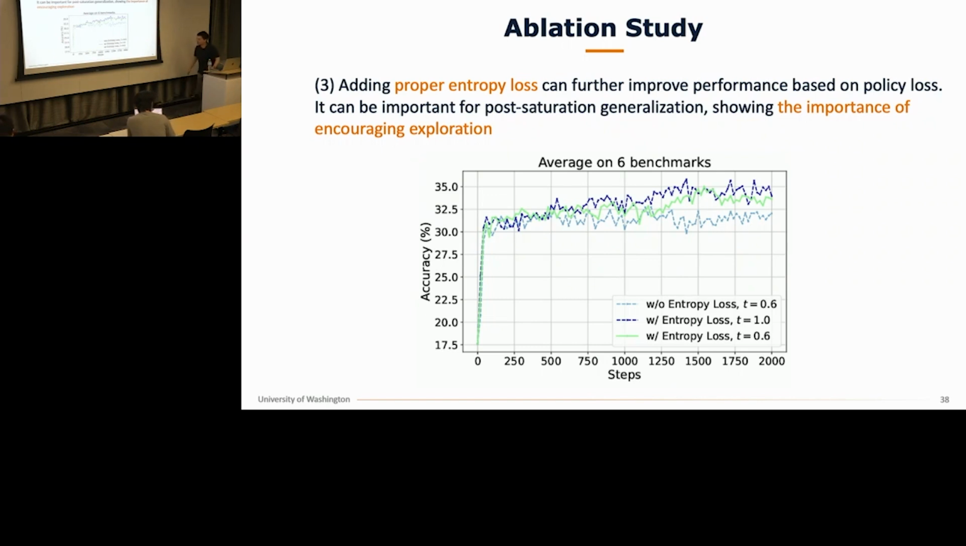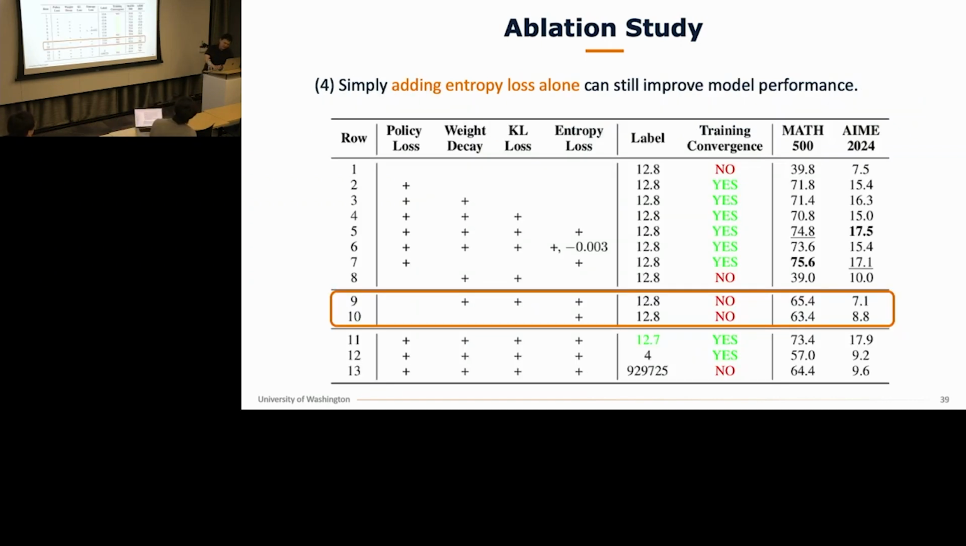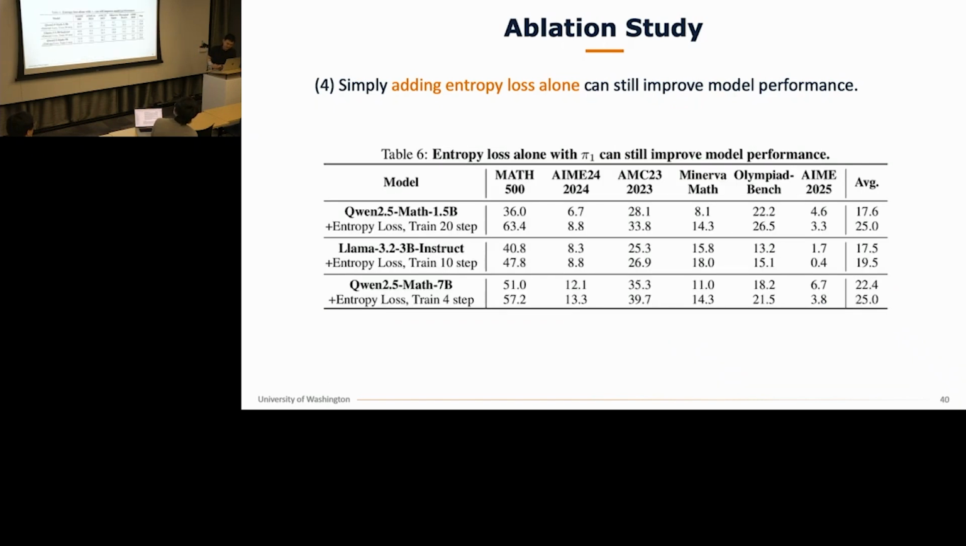Here is some ablation study with different temperature and entropy loss. You can observe that entropy loss is pretty important. And this is the result for adding entropy alone, which I talked about earlier, that already gives you some improvement. And this is more ablation studies for different models, and again, adding entropy loss alone can give you improvement. It's quite surprising that without any label you can get improvement. That's another interesting theoretical problem to study as well.